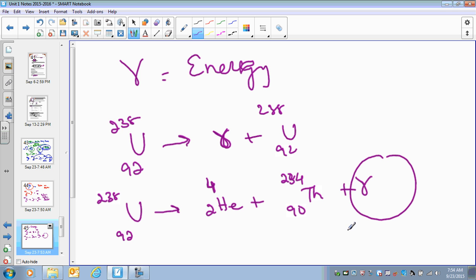Gamma itself is only energy, with no mass and no atomic number, so it is very, very penetrating. It can pass through your body, and it can damage it pretty badly. So anyway, this is the bottom line.